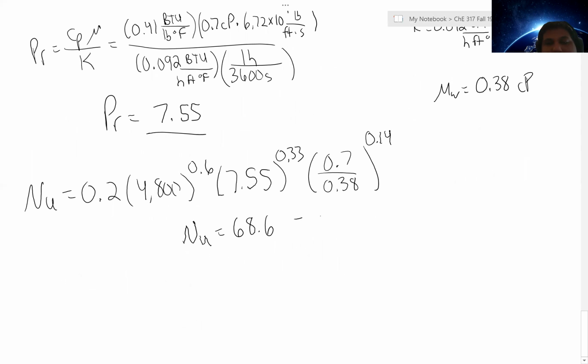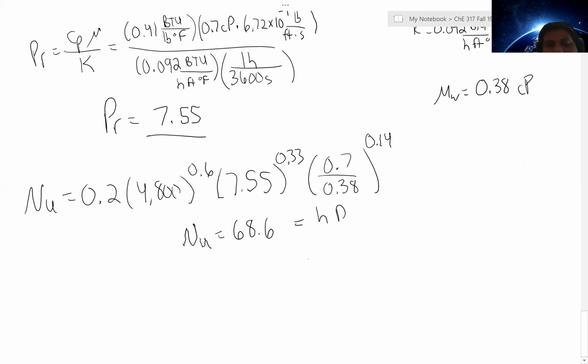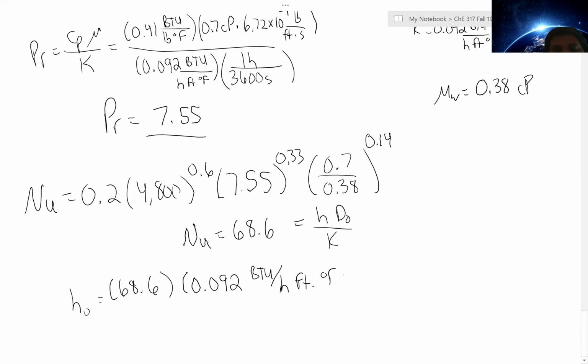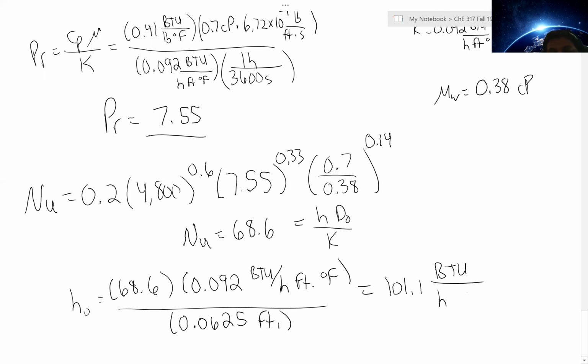But now we have our Nusselt, h_o D_o over K, which means our heat transfer coefficient is equal to our Nusselt, or 68.6, times K, which we found as 0.092 BTUs per hour foot degree Fahrenheit, divided by our outer diameter of 0.0625 feet, which is about 101.1 BTUs per hour feet squared degree Fahrenheit.